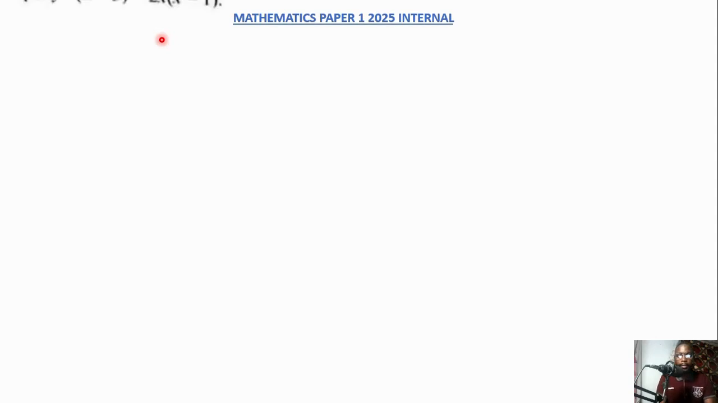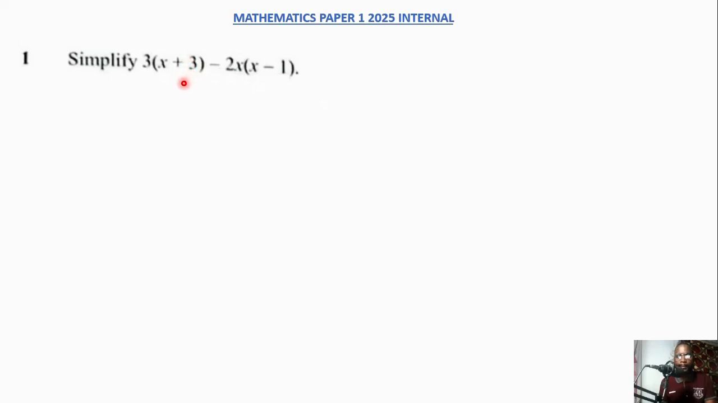Here we have the first question, and it reads: simplify 3 open brackets x plus 3 close brackets, minus 2x open brackets x minus 1 close brackets. Simply because they're asking us to simplify, it is very simple. We don't even need to waste time on such questions.